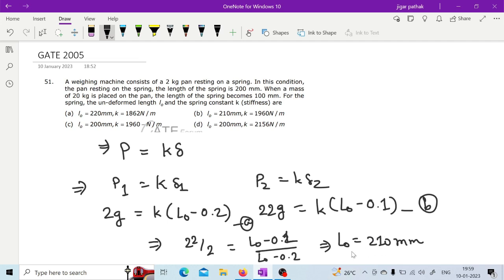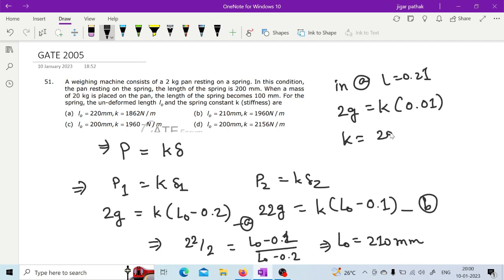So once you put this L naught as 0.21 here, then 0.21 minus 0.2, if you put it in A, L is equal to 0.21, then you will get this 2G is equal to K, 0.21 minus 0.2, 0.01. So from this you will get K. Correct? So K is equal to 2 divided by 0.01 is 200 into 9.81. So this will give you 1960 Newton meter. This is how you will get this B. So everyone is getting this?